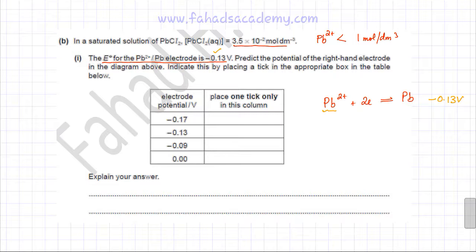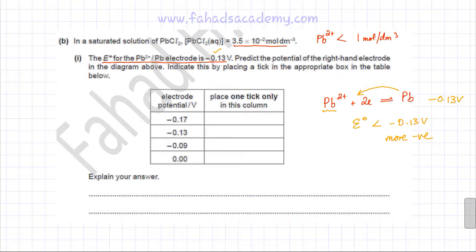But now the problem is your electrode is not under standard conditions. The concentration is only 3.5 × 10^-2 mol per dm3, which means the lead ion concentration is a lot less. If the lead ion concentration is less, the equilibrium would shift to the left. And if it shifts to the left, it's going to produce a lot of electrons and the electrode would become more negative. So the E electrode becomes lesser than -0.13 volts. It becomes more negative, as more electrons are produced.